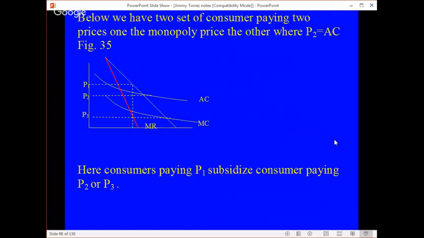Okay. In this case, this is done with some monopolies. They basically allow the monopoly to charge different prices to different consumers with different elasticities, a form of third-degree price discrimination.